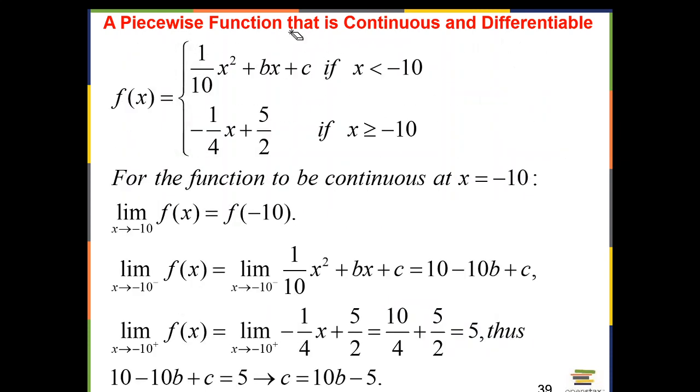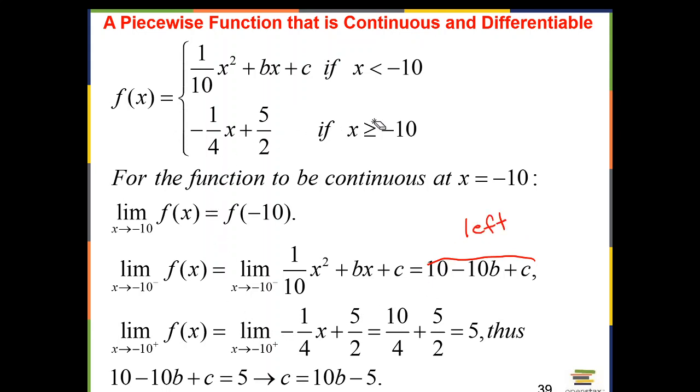So in order for f of x to be continuous at -10, we know the definition is that the limit of f of x when x approaches -10 has to be the same as f at -10. That's the definition of continuity, right? So let's set it up like that. We take the limit from the left, which means we have to take this part. And we substitute -10 for x, and we end up with basically this. This is the limit from the left, right?